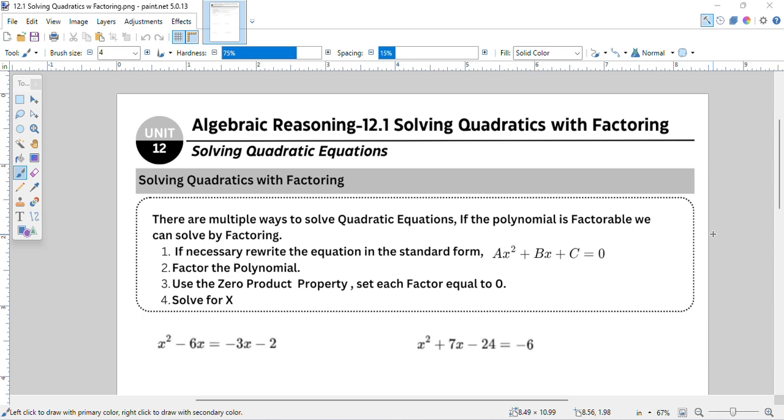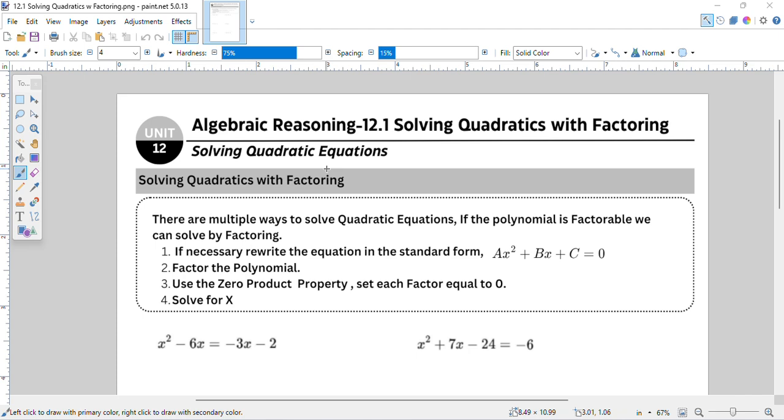All right, today we are looking at Unit 12. We are starting on solving quadratic equations. To build ourselves up to that, we've been learning how to factor. We've been learning how to factor trinomials, how to factor out greatest common factor using those things.